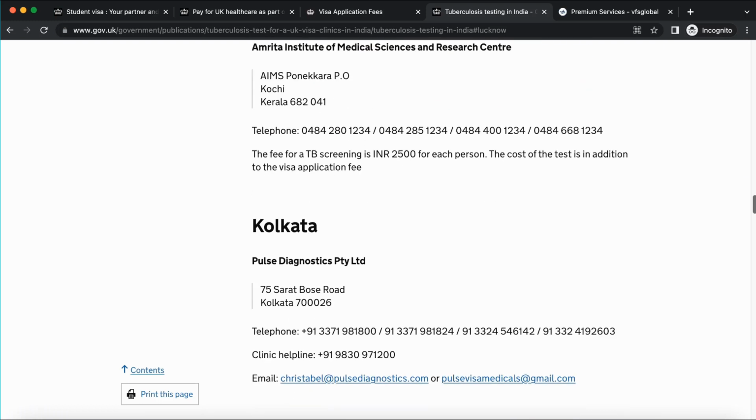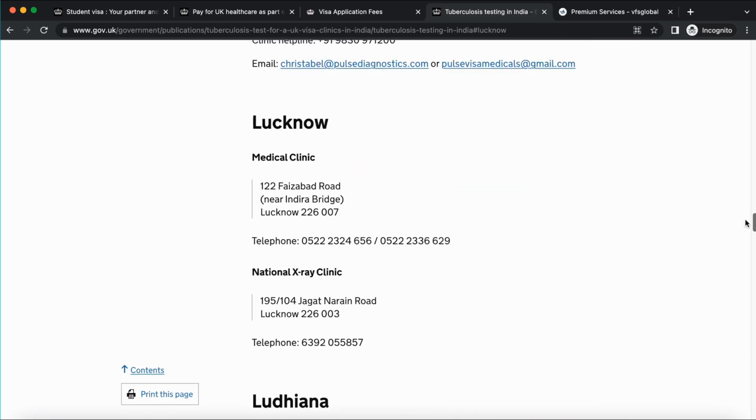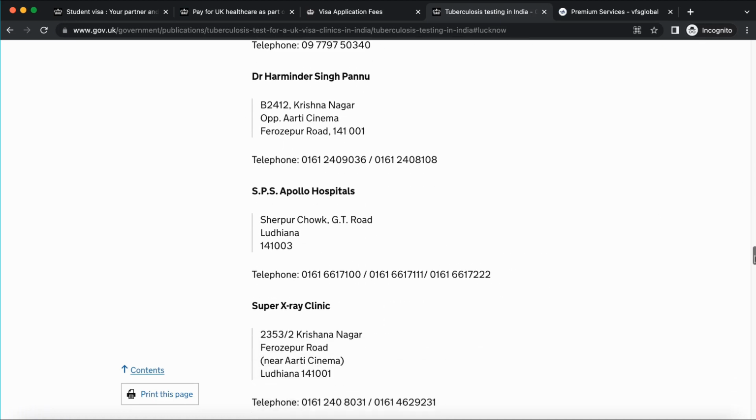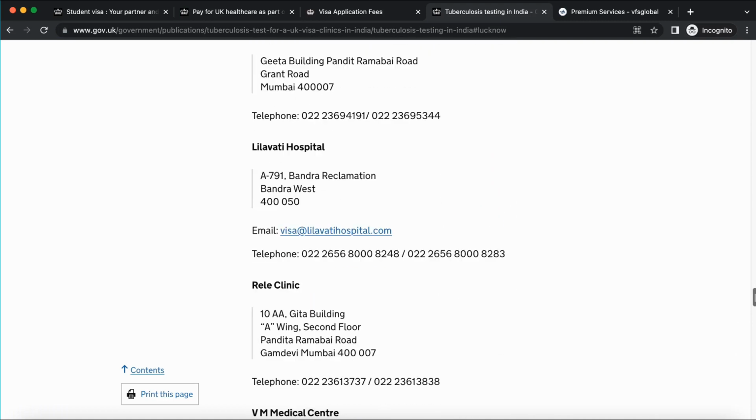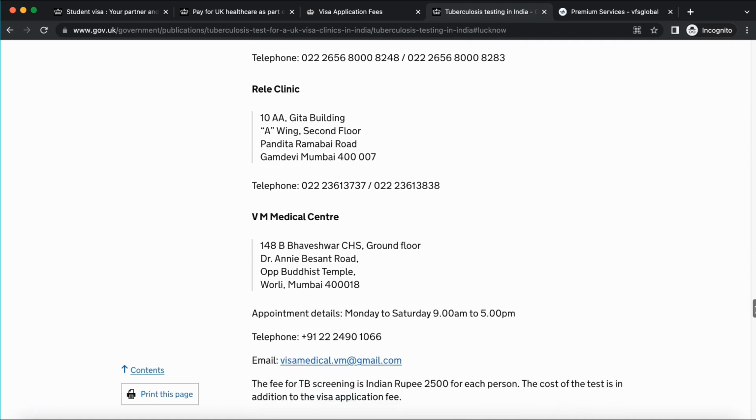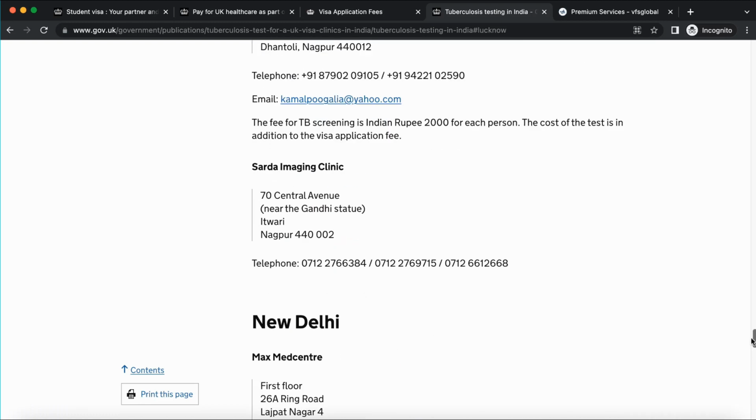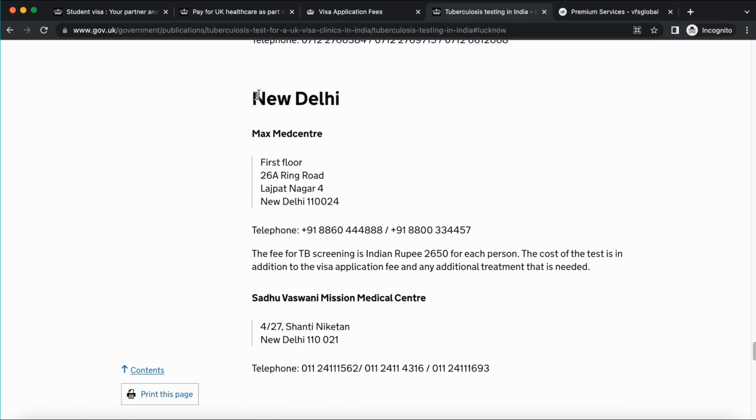I personally got my TB test done from Lucknow because we didn't get any slots in New Delhi. In New Delhi, there was a huge rush. The appointment that we were getting was like 1.5 months after. But if you scroll down for New Delhi, the TB screening test is 2650 at Max Med Center. So this would give you a fair idea of how much it would cost you for your TB test.